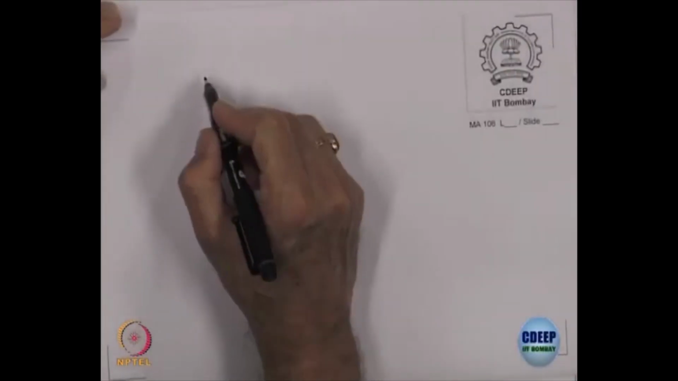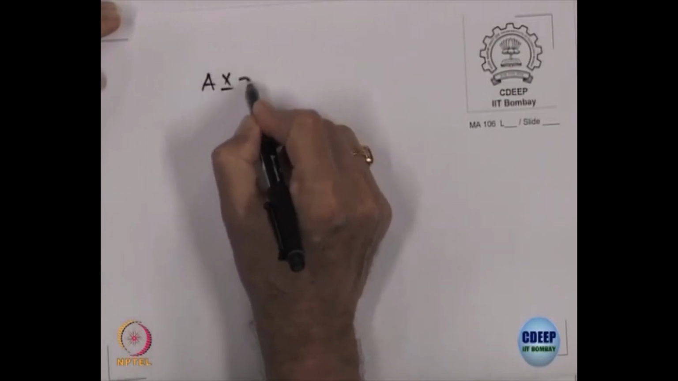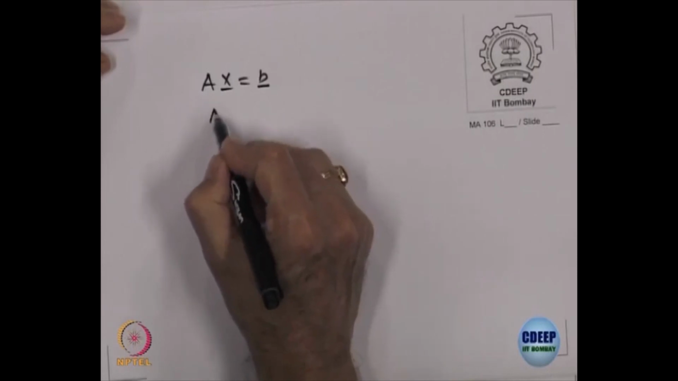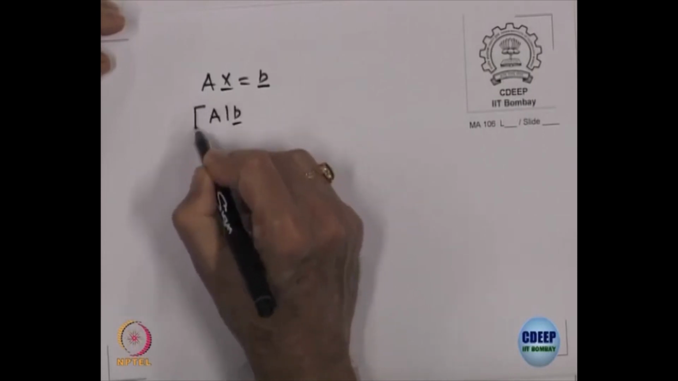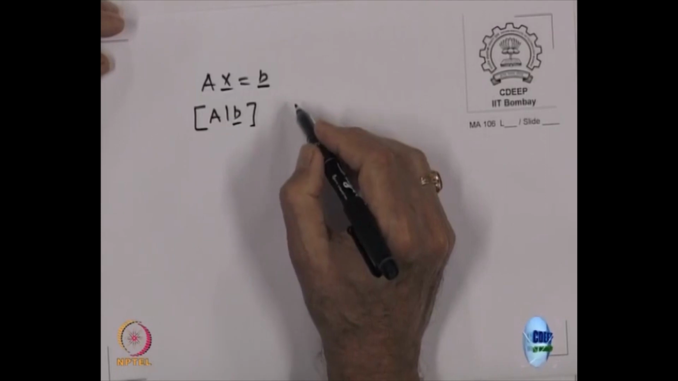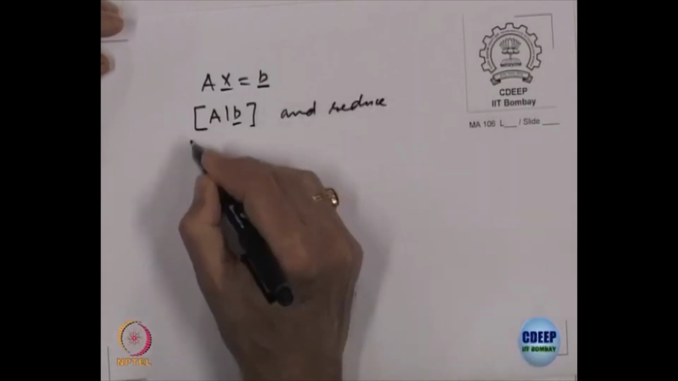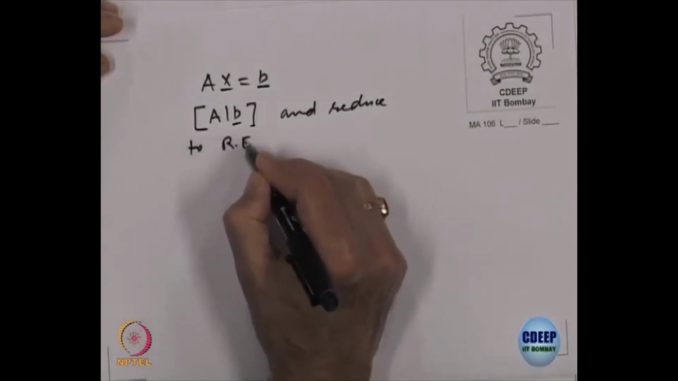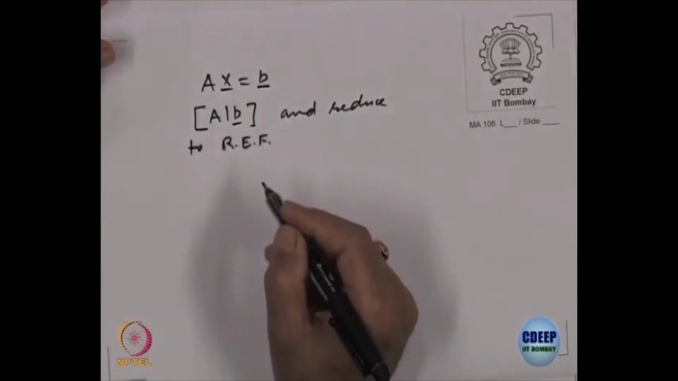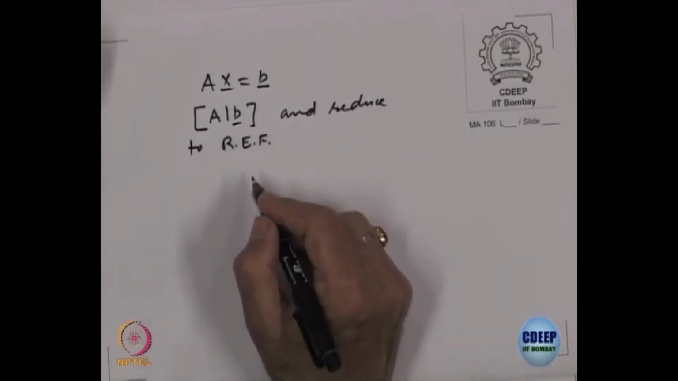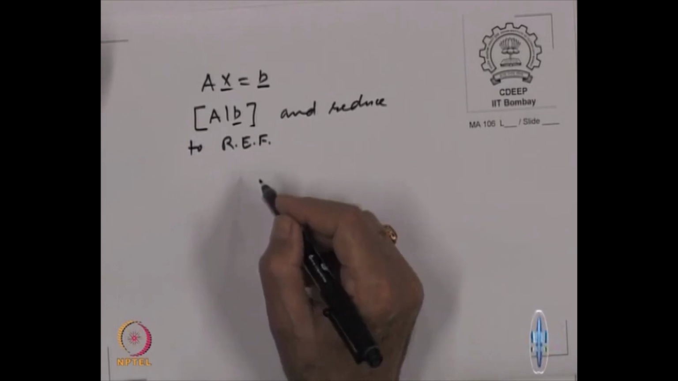So, what we have done is, for a system A x is equal to b, we take A and b and reduce to row echelon form. Now, reducing a matrix to row echelon form is done by scanning and interchanging or multiplying.